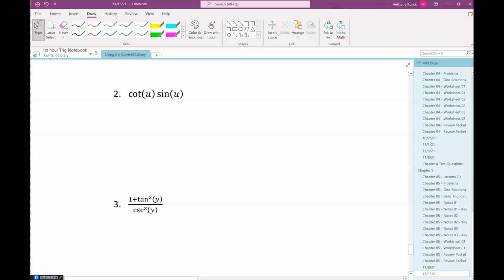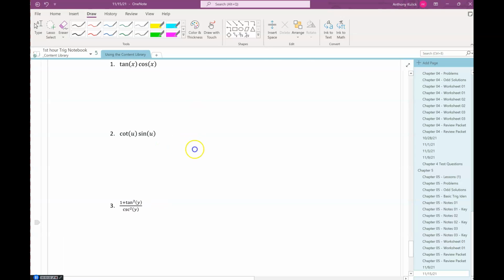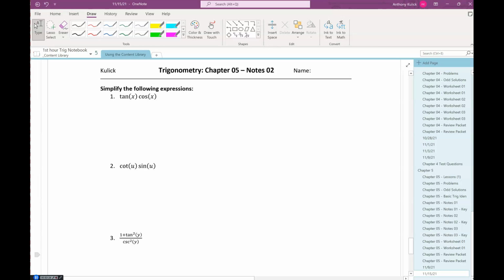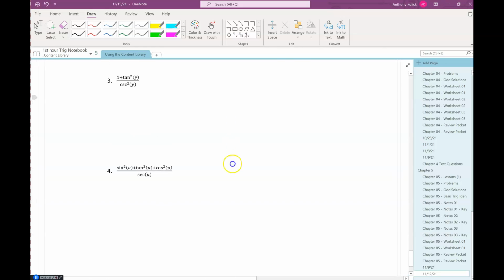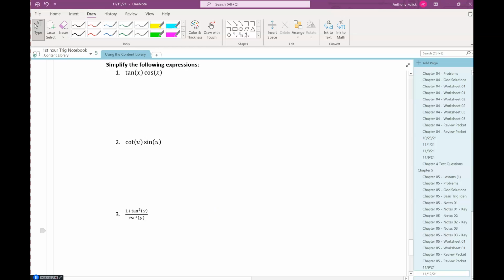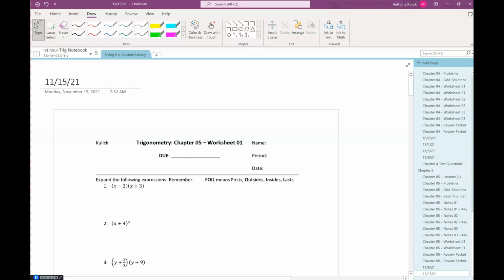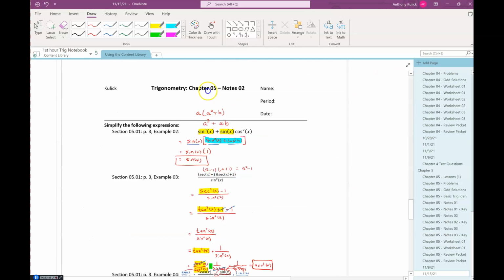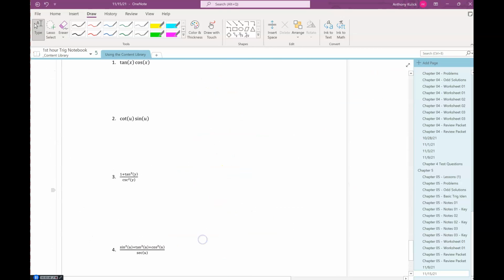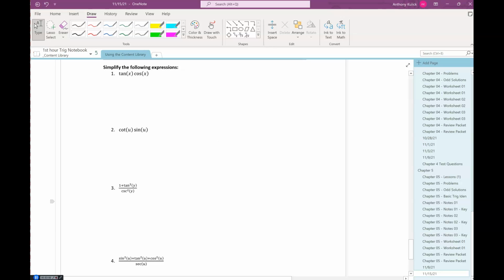What I'd like for you guys to do for the remainder of our time here is to find a partner and work on these last 4 simplifying expressions on the notes 02. So these 4 problems here. Oops. Why did it jump all the way there? I'll leave this up. But work on these. You could just do this on a separate sheet of paper. It's for nothing more than practice.